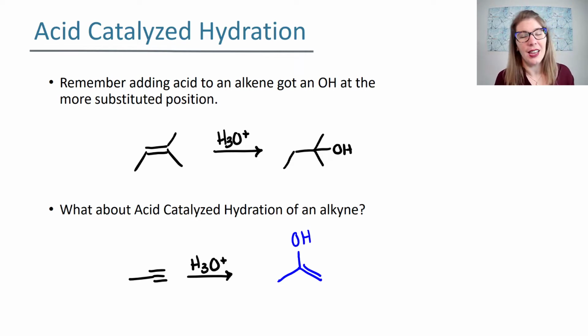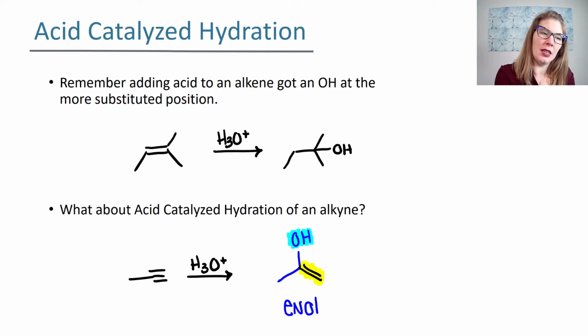This thing has a name. It's called an enol. An enol, you say, what's that? Well, it's an alkene and an alcohol. And here's the thing with the enol. The OH of the alcohol has to be bound to an sp2 hybridized carbon, right? It has to be on the alkene carbon. So we call this an enol. En for alkene and ol for alcohol.